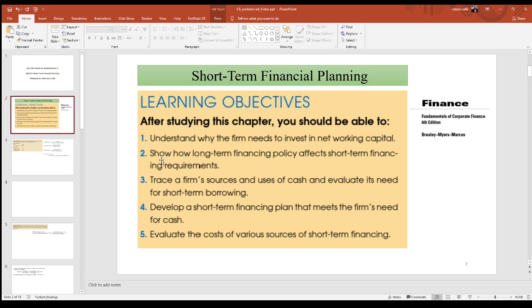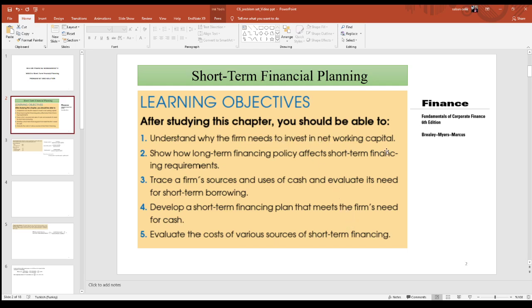Let's explain this. To understand why the firm needs to invest in net working capital, show how long-term financing policy affects short-term financing requirements, trace a firm's resources and uses of cash and evaluate its need for short-term borrowing, develop a short-term financing plan that meets the firm's need for cash, evaluate the cost of various sources of short-term financing.